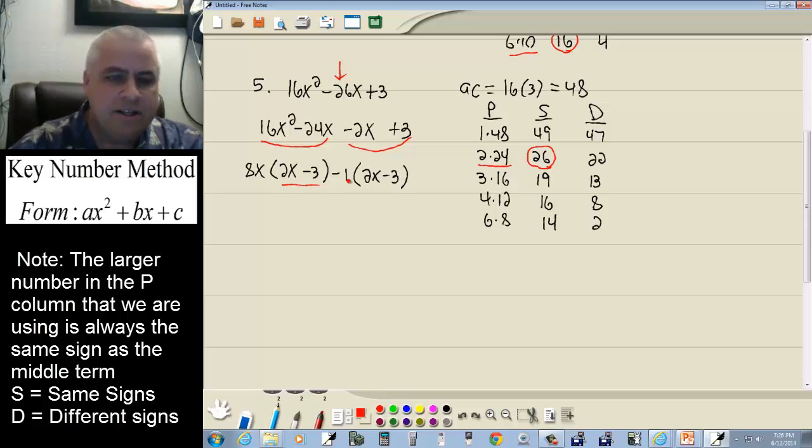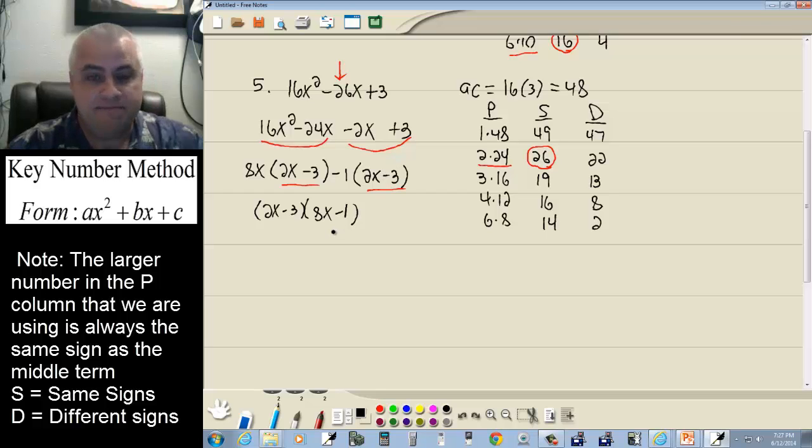Now our goal was to get this parentheses the same as this parentheses, which they are. So I'll factor out a 2x minus 3, and that leaves us 8x minus 1 for our second set of parentheses. Again, you can cross out these 2x minus 3's to see what goes in your second set of parentheses.